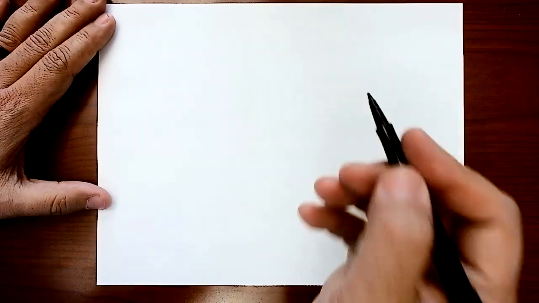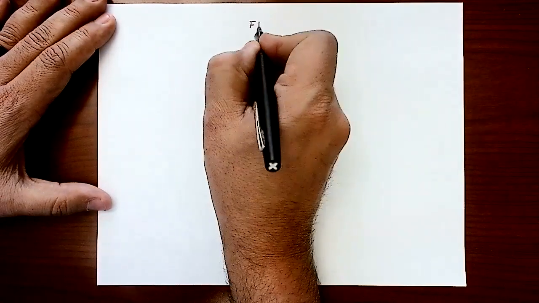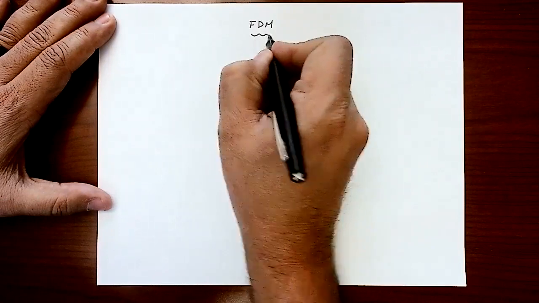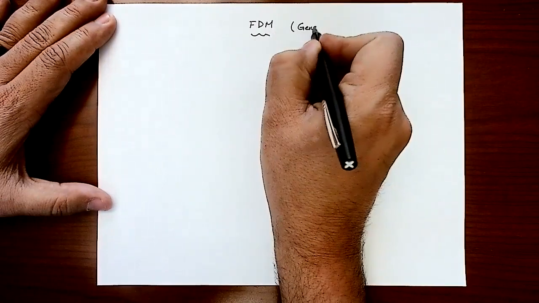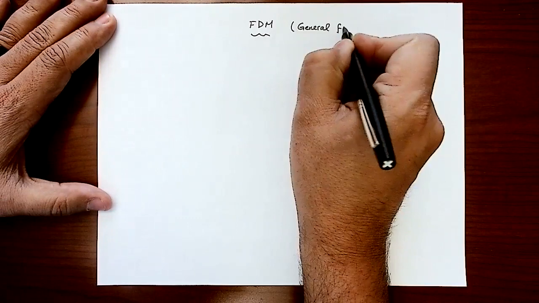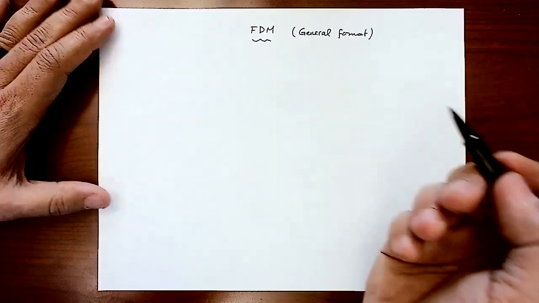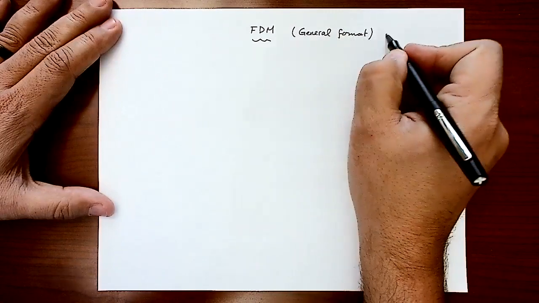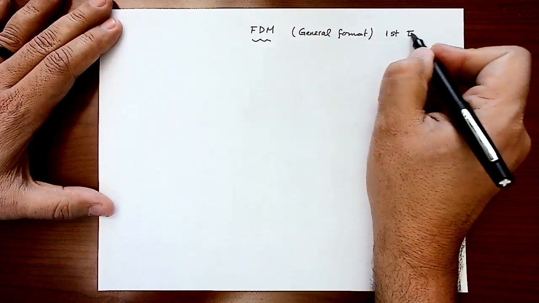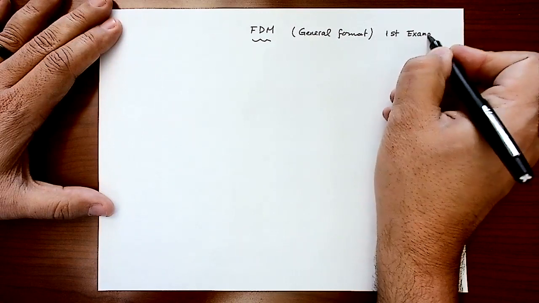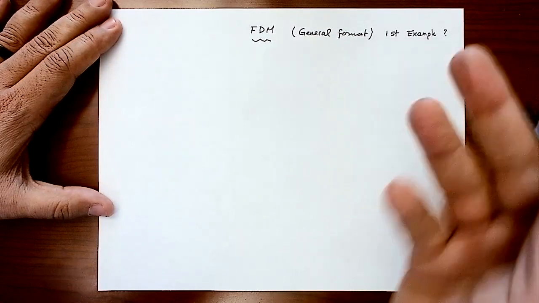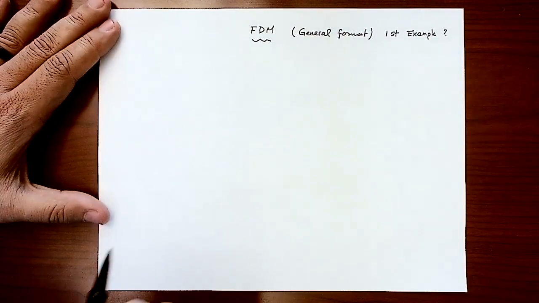So we're still in the finite difference method here. And we would like to put it in a general format, just to use the same language we use in CFD all the time, and go through our first example to see how we can actually apply the finite difference method in a very simple conduction problem.